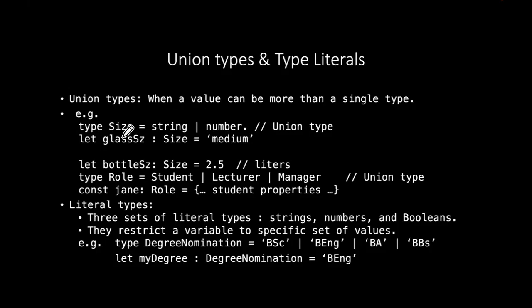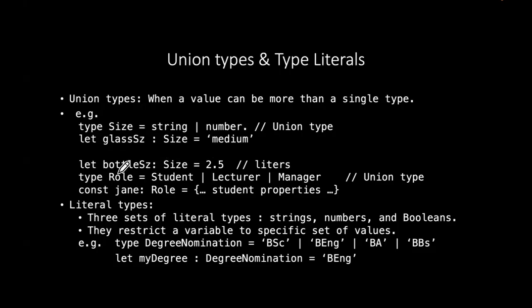And then I have an actual variable called glass size with type size, and I'm assigning it a string, and that's fine. I've got another variable called bottle size of type size, and I'm assigning a number to that. So syntactically, that's all acceptable.